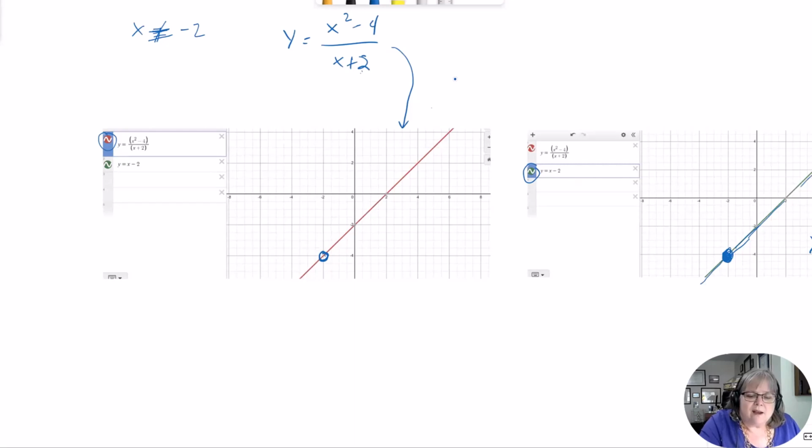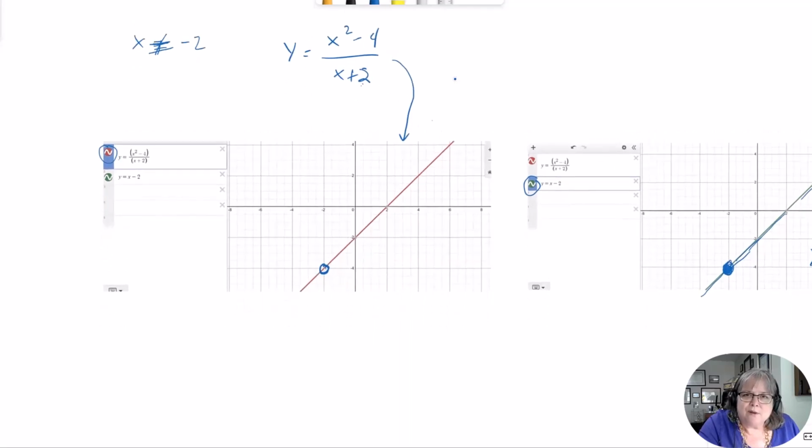Okay? And because of this x squared minus 4 over x plus 2, some rational functions have what's called removable discontinuities. Okay, so it's discontinuous at minus 2, but sometimes we can remove them. Okay, so it's a removable discontinuity.